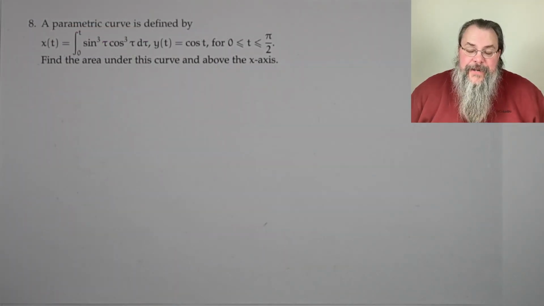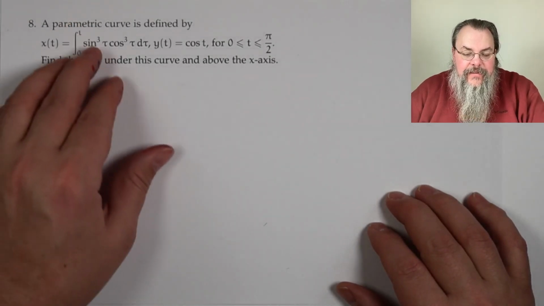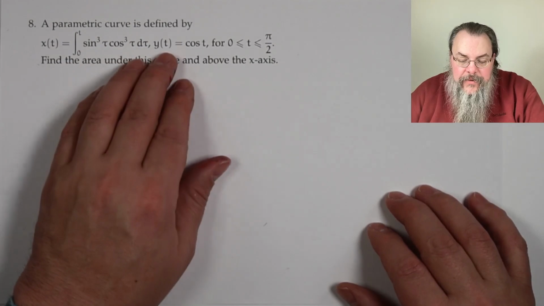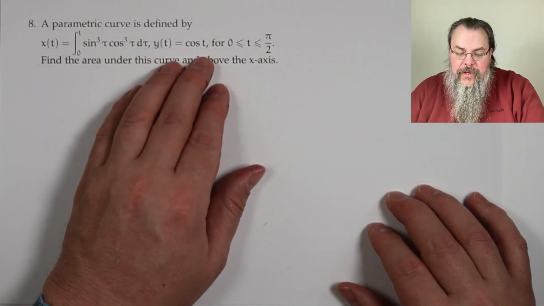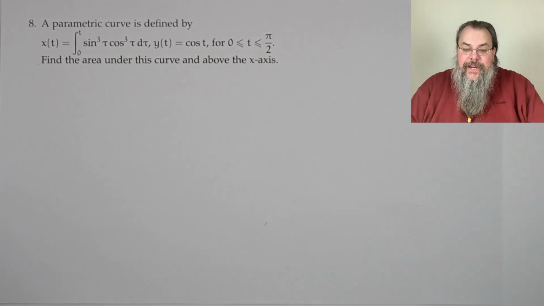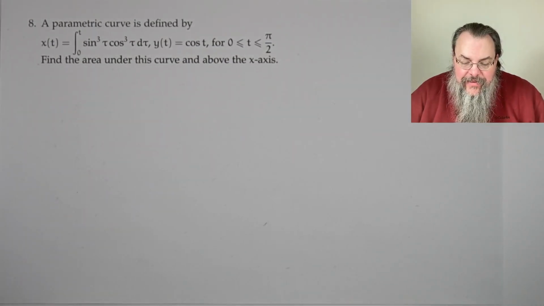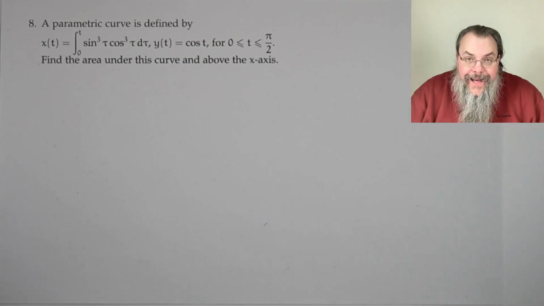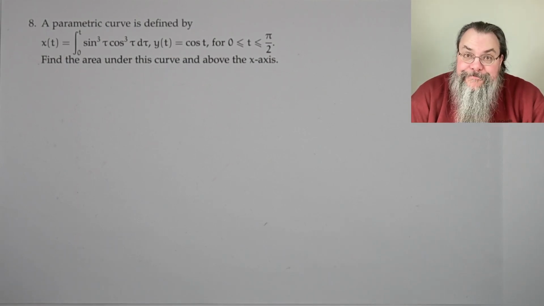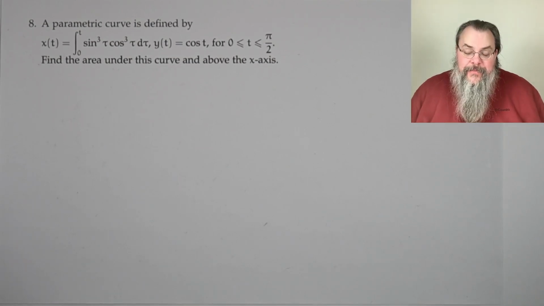A parametric curve is defined by x of t as the integral 0 to t of sine cubed tau cosine cubed tau d tau, and y of t is cosine t, where t goes from 0 to pi over 2. Find the area under this curve and above the x-axis. Okay. Interesting. All right, now how do you go about such a problem?